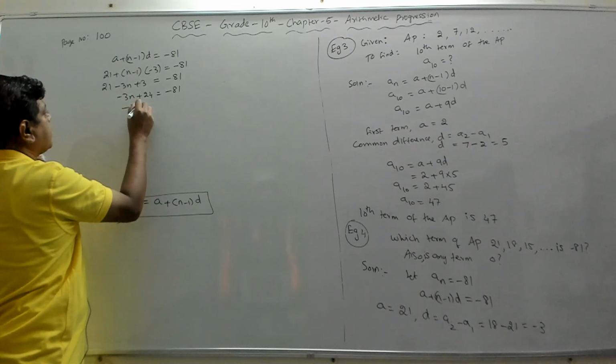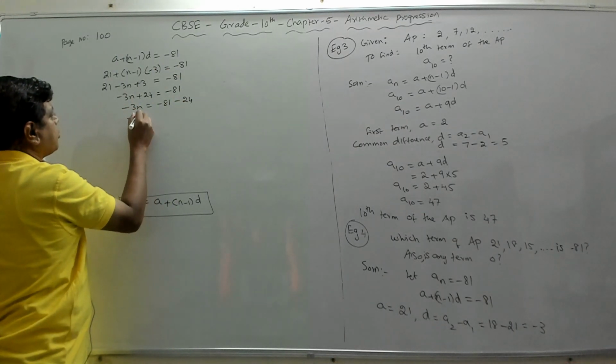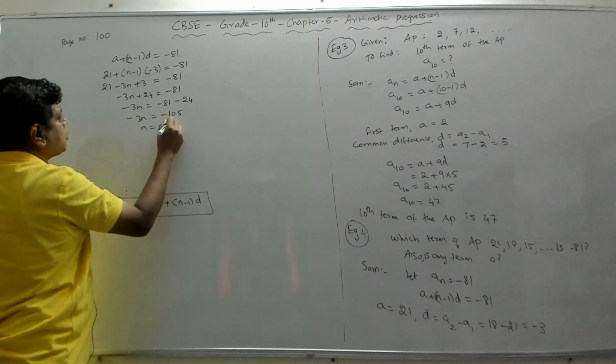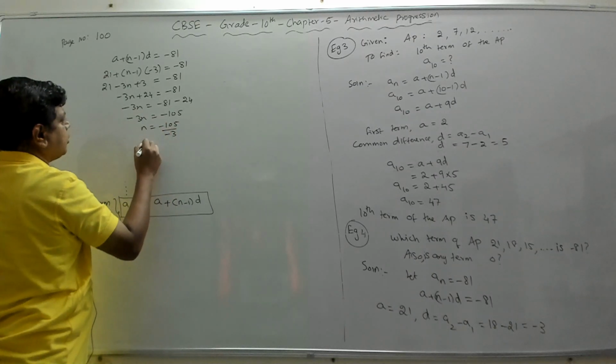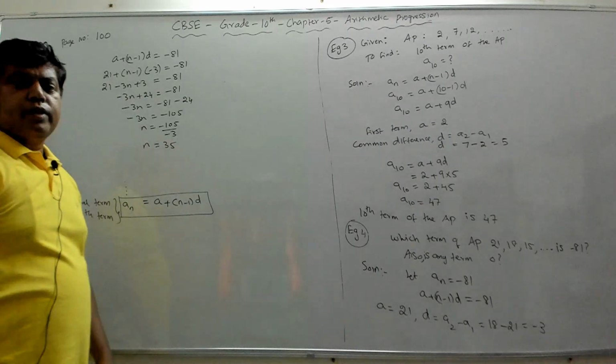So minus 3n is equal to minus 81. This 24 goes to the other side, becomes minus 24. So minus 3n will become minus 105. So n is becoming minus 105 by minus 3. Your n becomes 35. The value of n is 35.